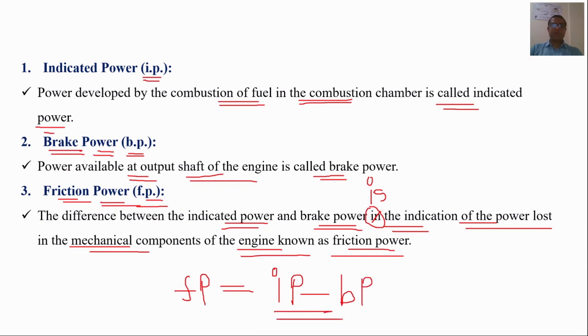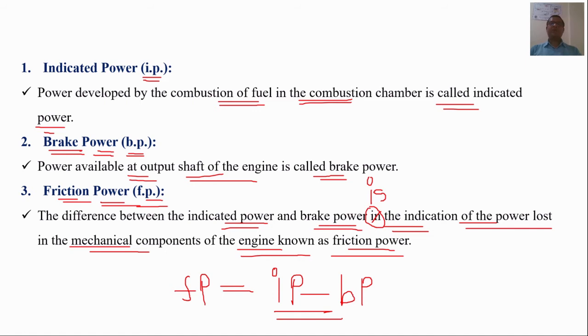So this is the concept about indicated power, brake power and friction power. You can now write that power developed within the engine cylinder is known as indicated power. Power available at the output shaft of the engine, which is the final output of the engine, is known as brake power. And the difference between indicated power and brake power: for the engine, indicated power is always greater than brake power. So this difference is an indication of the power lost in mechanical components of the engine, and it's known as the friction power.